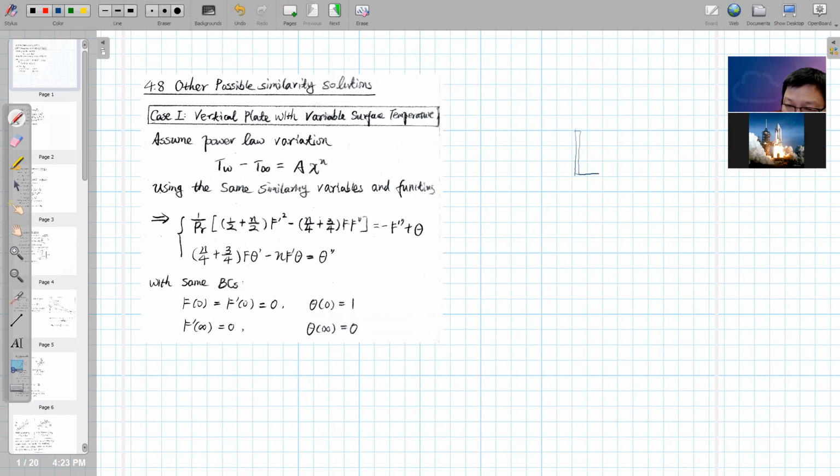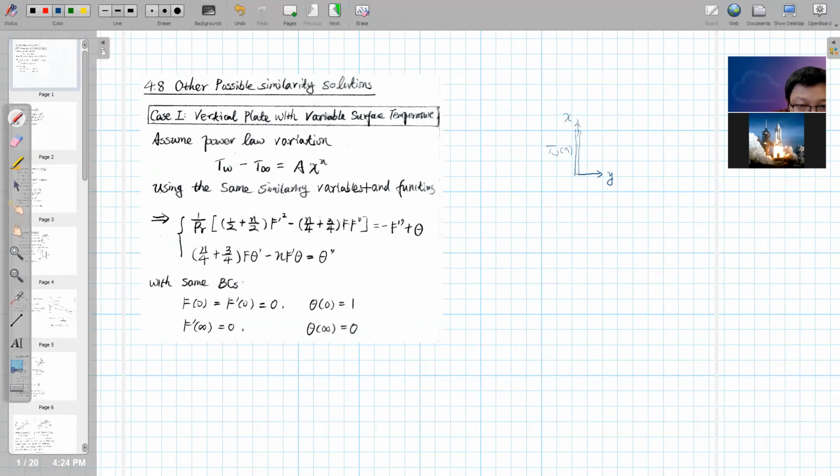Remember that in these lecture notes, this is the y direction, and this is the x direction. This is different from the textbook, and I explained the reason why I do this in the last lecture. So this is the x direction, and let's assume that T_w is a function of x along this direction, and the temperature variation follows a power law, which means that the wall temperature minus the free stream temperature is equal to a constant A times the x coordinate to the power of n. n is another constant.